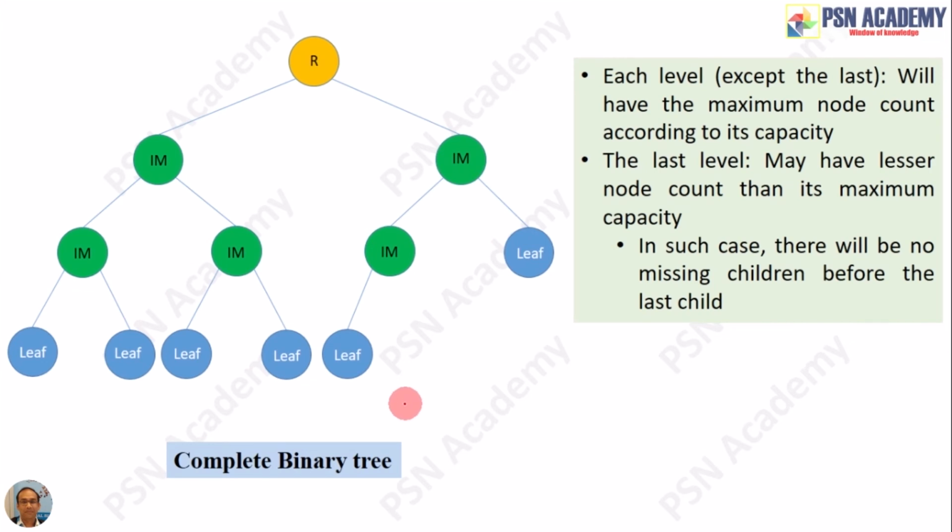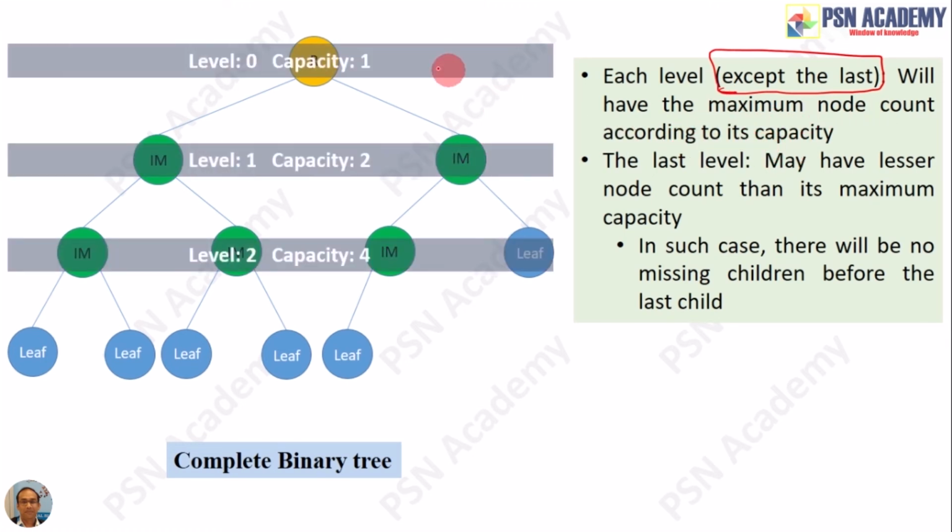Clear? What is a complete binary tree? Here are the properties. Each level, except the last, will have the maximum node count according to its capacity. Now see, this is level 0 and the capacity is 1 and we have only one node. In level 1, we have capacity 2. These are the 2 nodes. In level 2, we have capacity 4 and we have 4 nodes here. So up to here this tree structure is following the first condition.